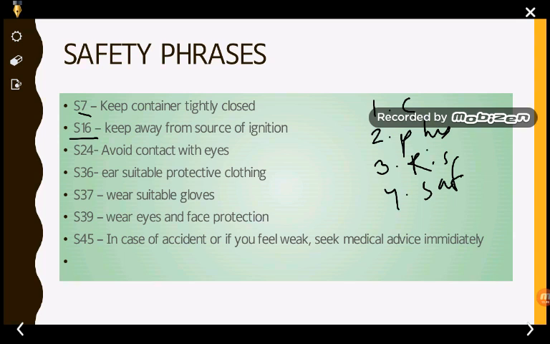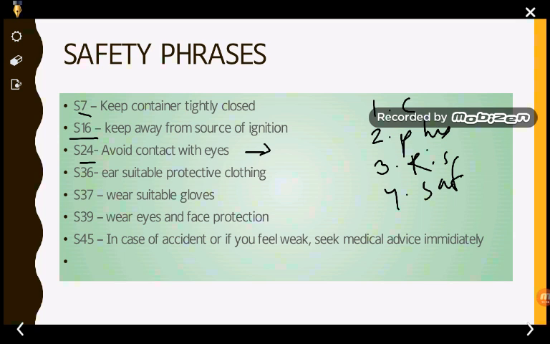S24 says that avoid contact with the eyes, because when it comes in contact with the eyes it causes irritation, so contact with the eyes should be avoided, or one must wear goggles in order to avoid contact with the eyes, or we have to take certain safety precautions for the eyes in order to avoid irritation of the eyes.